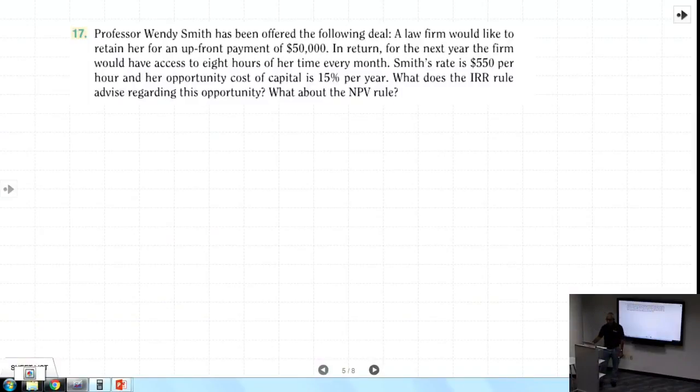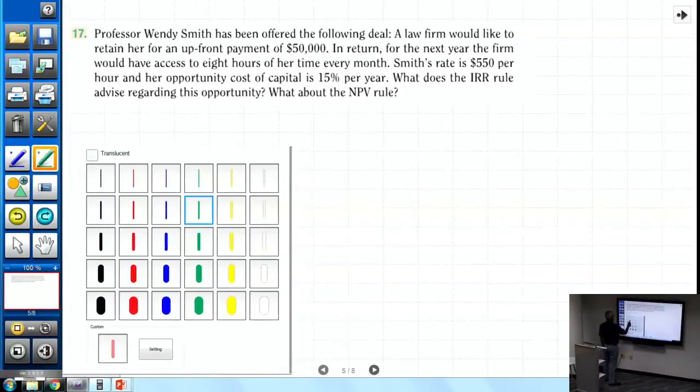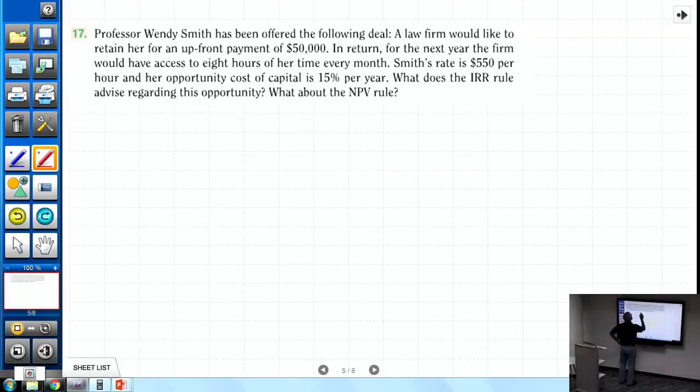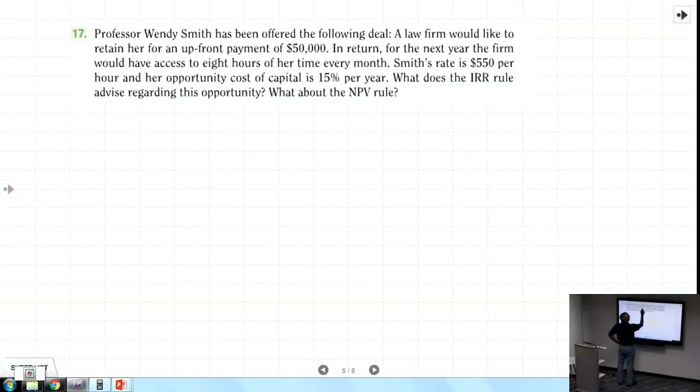Let's take a look at problem number 17. We have a deal that pays an upfront payment of 50,000. So that's the year 0 cash flow. And then her rate would be 550 for 8 hours each month, and the cost of capital is 15% for the year. What does the IRR rule advise about this opportunity, and what does the NPV rule say?